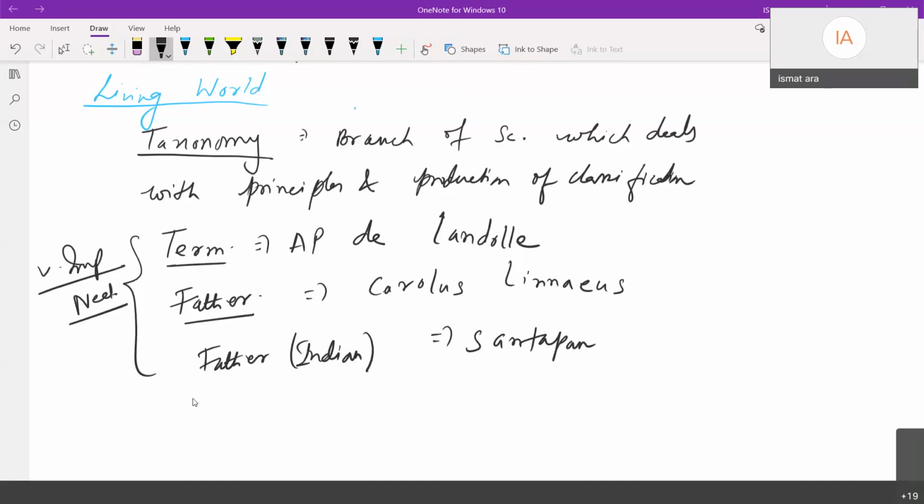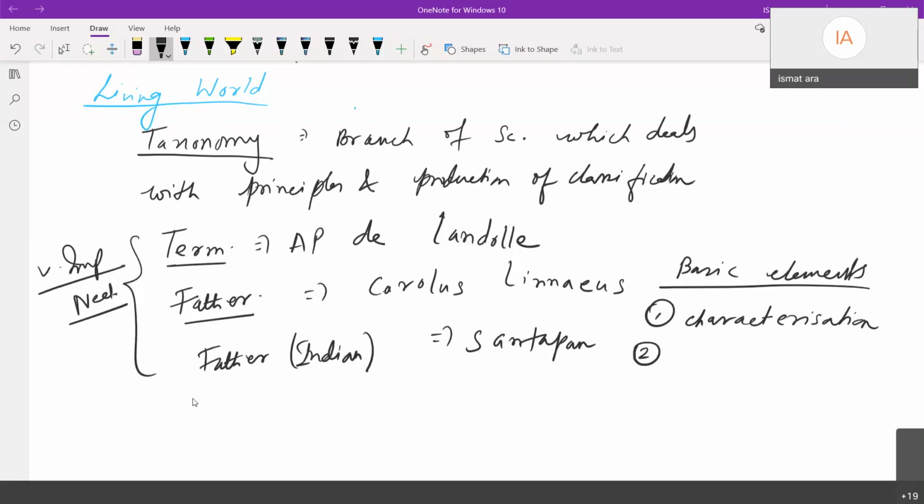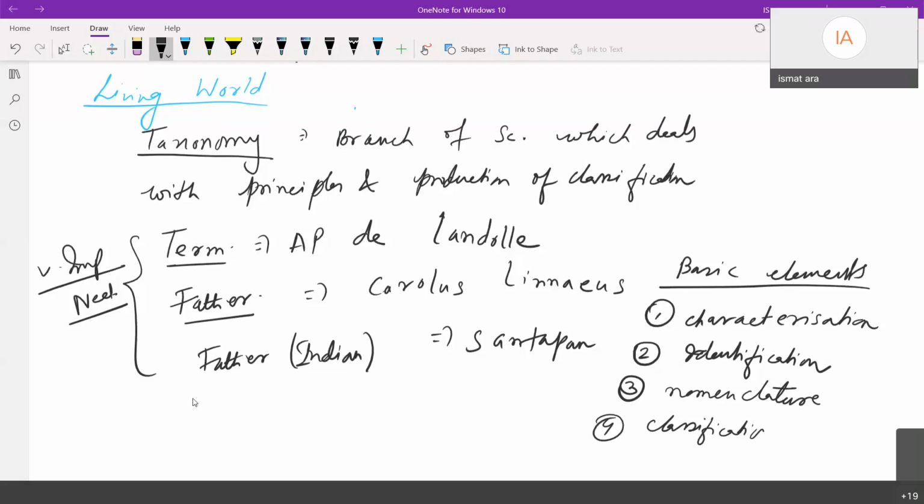What are the basic elements of taxonomy? Number 1, characterization. Number 2, identification. Number 3, nomenclature. Number 4, classification. Now, one by one, I'll go through the characteristics. Okay.